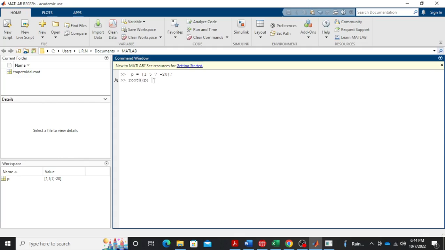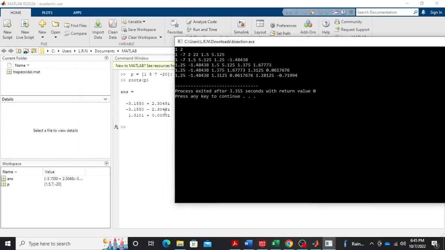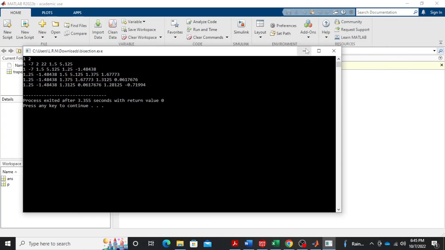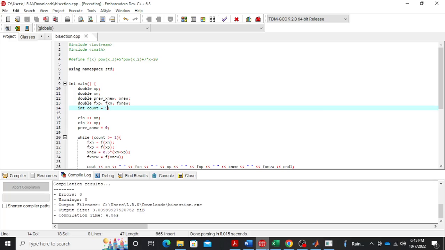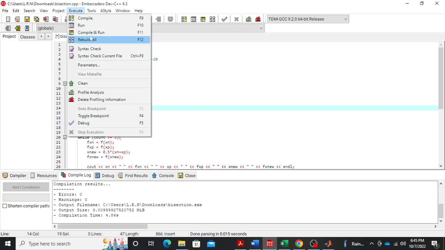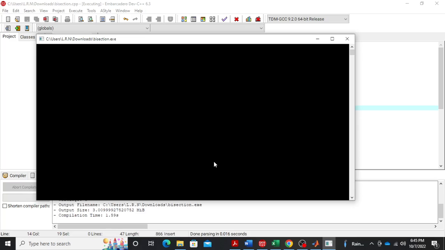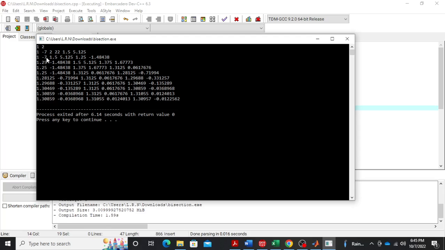If we evaluate the roots, as you can see, there are two complex conjugate roots, and we are only considering the real roots with no imaginary parts: 1.31 and 1.3125. We can increase the number of iterations up to 10. For example, let's say 10 iterations. If we compile it, 1 and 2, there you have it. It's quite close to MATLAB's answer.